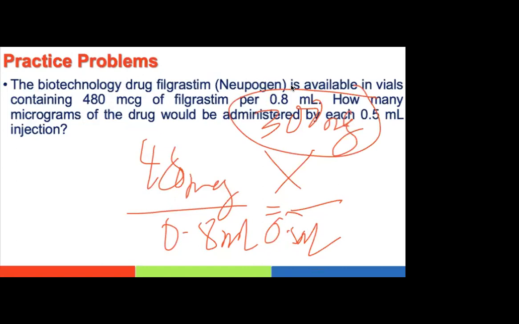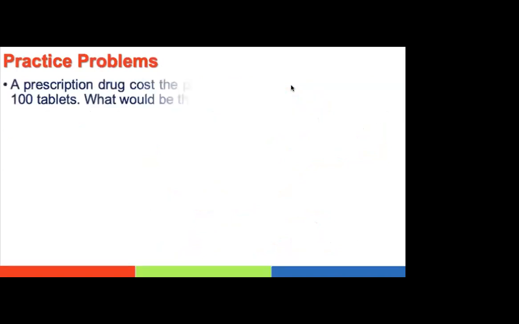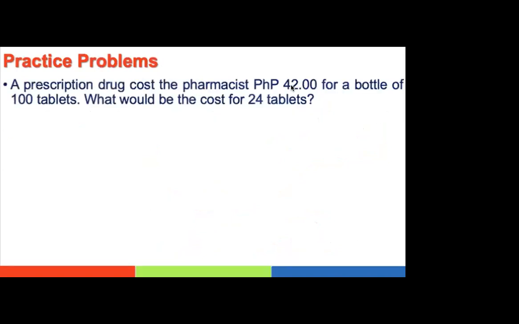Nasa mastery na dapat tayo na level. O sige, next class. A prescription, last problem na for ratio and proportion. A prescription drug costs the pharmacist 42 pesos for a bottle of 100 tablets. What would be the cost for 24 tablets?